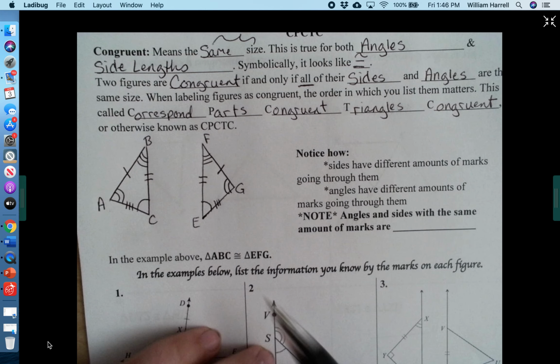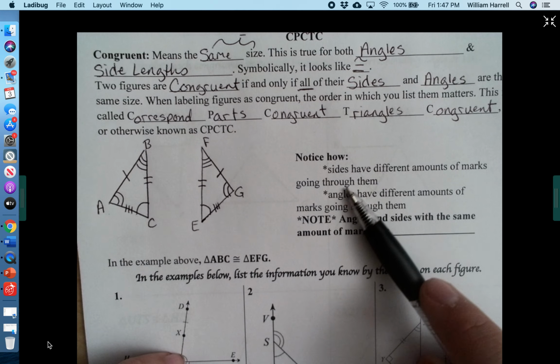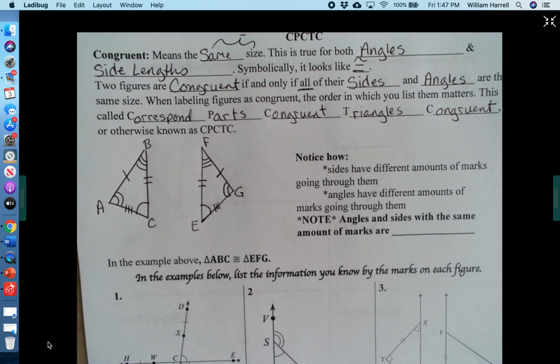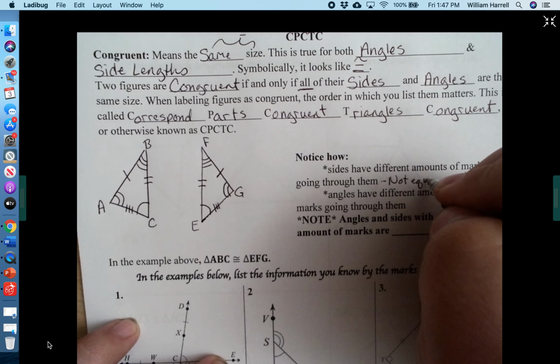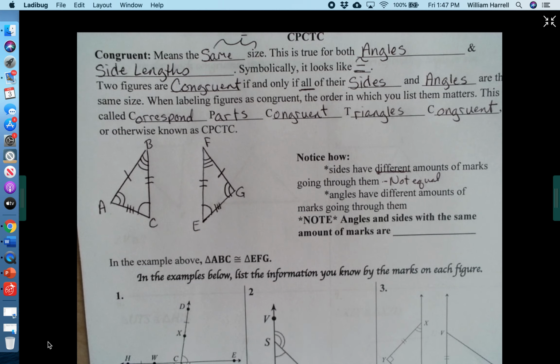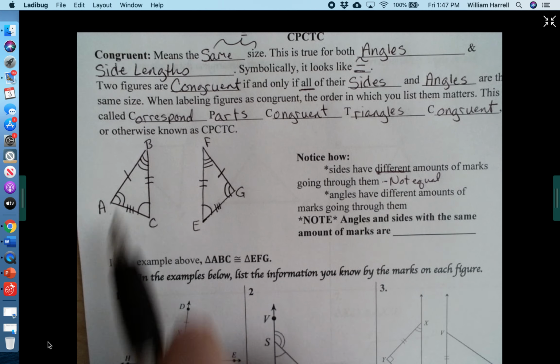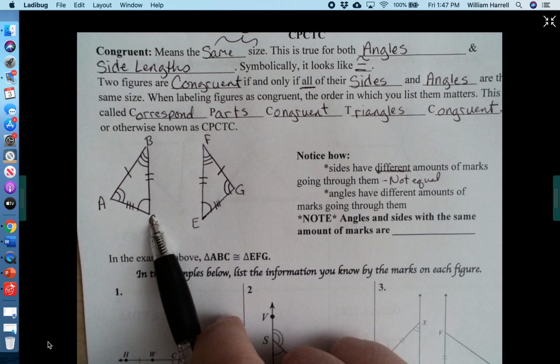Okay, so I give you this picture here and we're going to talk about it. Notice how the sides have different amounts of marks going through them. What this tells you is that they're not the same, or they shouldn't be the same. So not equal. Again, different, not equal, kind of essentially means the same thing. So I wouldn't say side AB is equal to side AC.